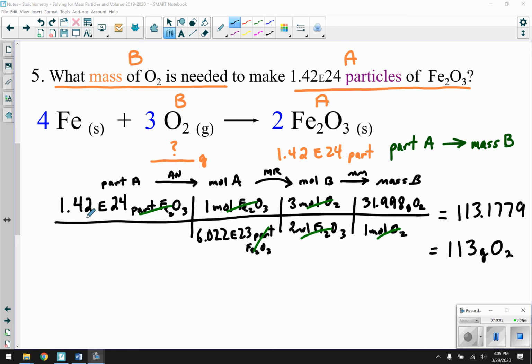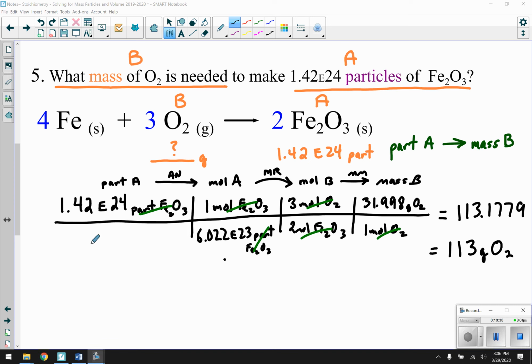So 1.42 E24 divided by 6.022 E23 times 3 divided by 2 times 31.998. You know me, I like to do my math when using the factor label method in the order that it comes, the order that the factors appear in the picket fence setup. Rounded to 3 sig figs, 113 grams of oxygen would be needed to make this many particles of iron(III) oxide, or rust.